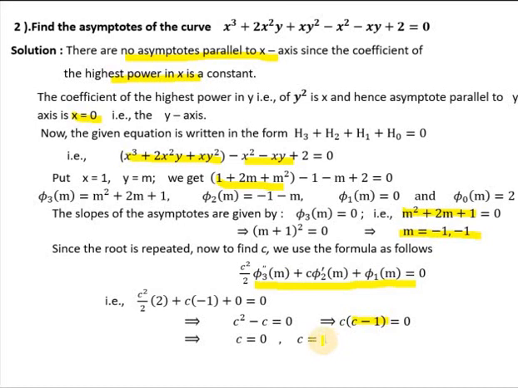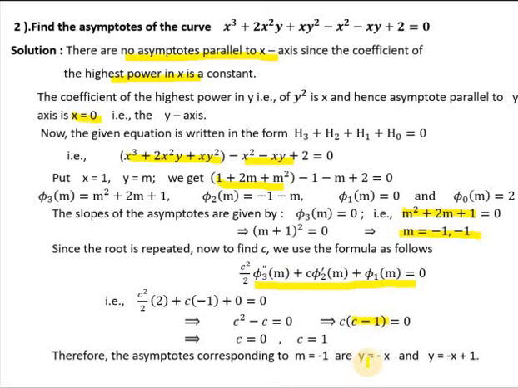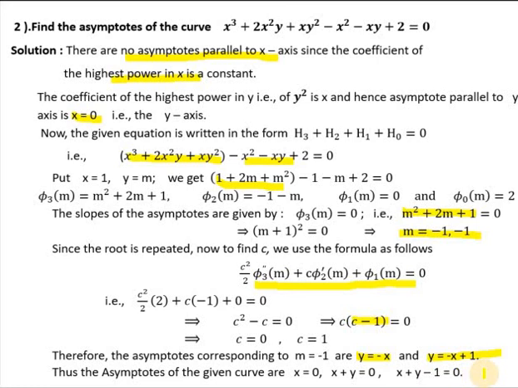Now the corresponding asymptotes are, the first asymptote is y is equal to minus x, and for the second asymptote c value is equal to 1, m value is equal to minus 1. So y is equal to minus x plus 1. Thus the asymptotes are, we have one parallel asymptote, that is x is equal to 0, and 2 oblique asymptotes, y is equal to minus x and y is equal to minus x plus 1. Thus, the asymptotes of the given curve are x is equal to 0, x plus y is equal to 0 and x plus y minus 1 is equal to 0.